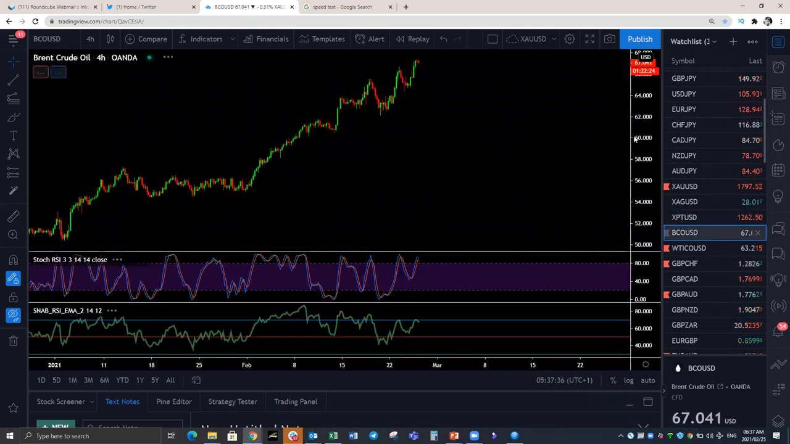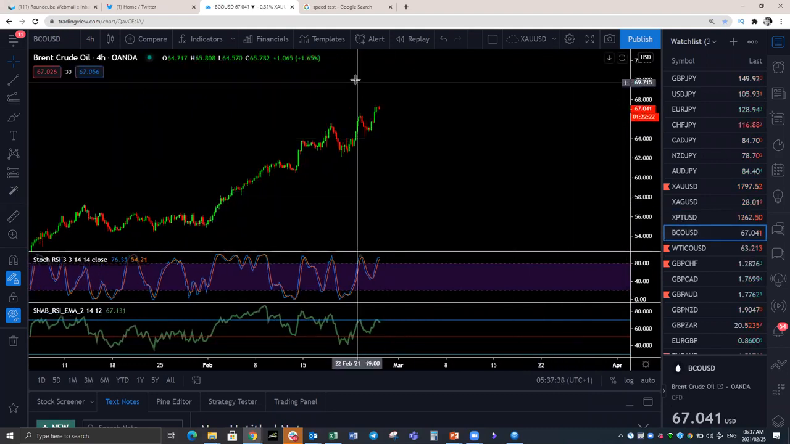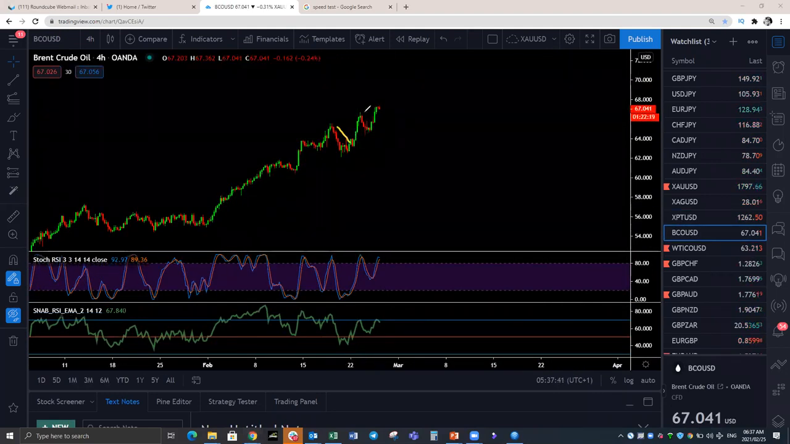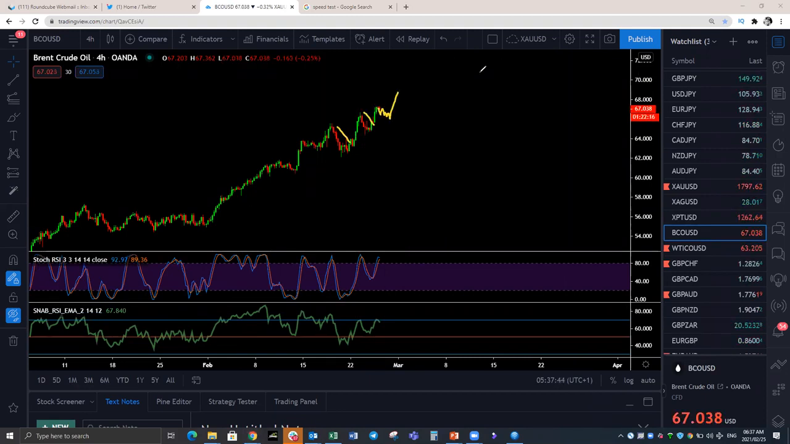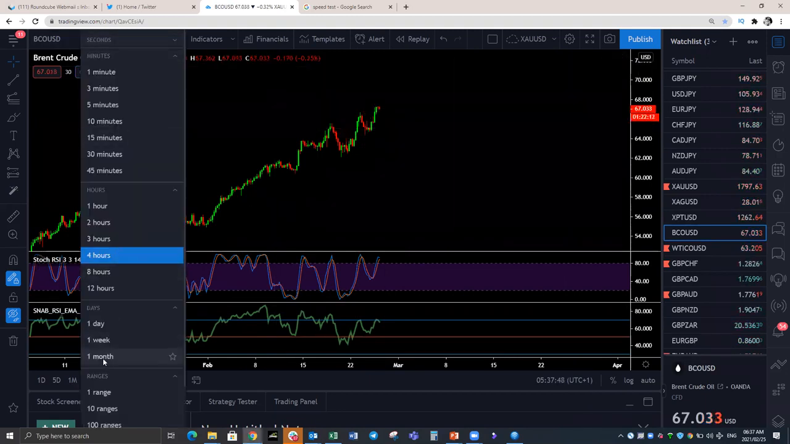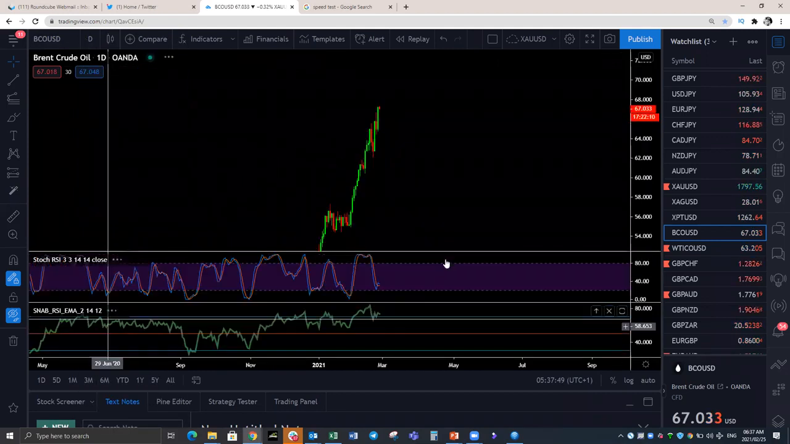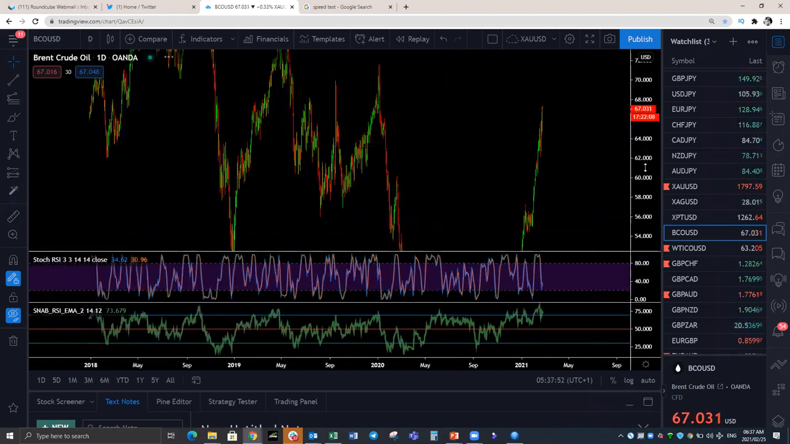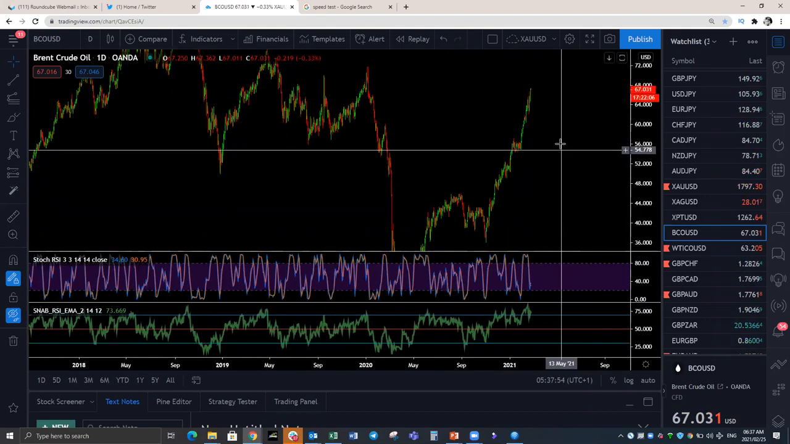Brent crude pushing up higher, just like all the other pairs that are giving us parabolic moves. Every pullback on Brent crude is an opportunity to take it up higher. If you want to see how far we expect Brent crude to go, if you look on the daily on Brent crude, just one parabolic move, one strong move to the upside there.